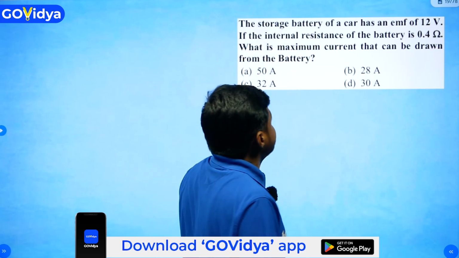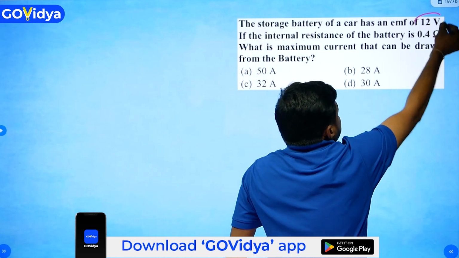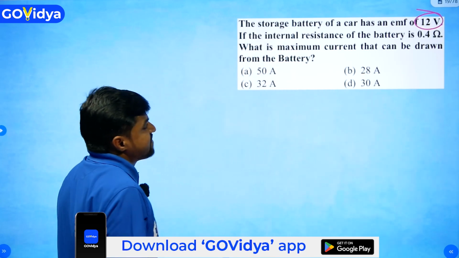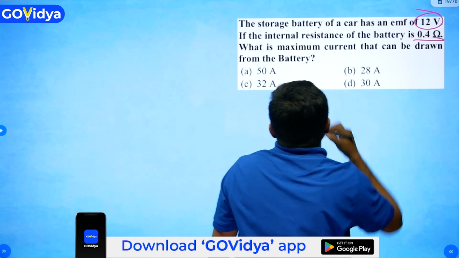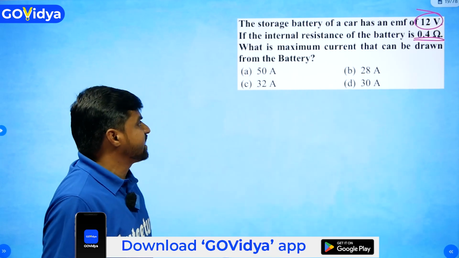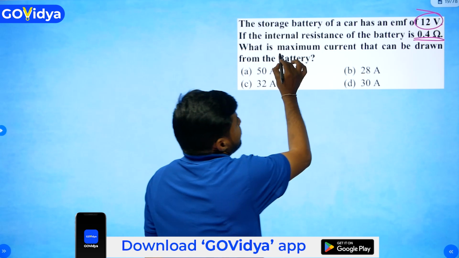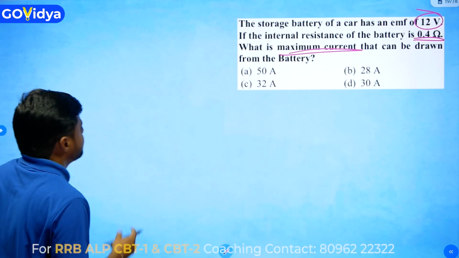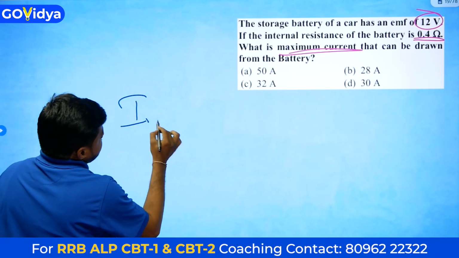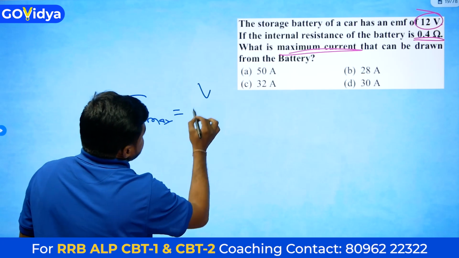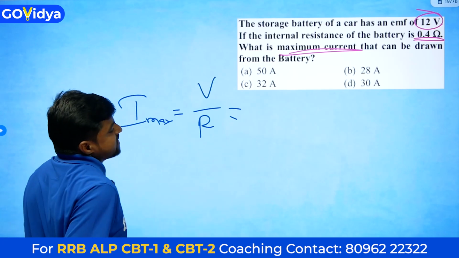The storage battery in a car has an EMF of 12 volts. If the internal resistance of the battery is 0.5 ohms, what is the maximum current that can be drawn from the battery? Okay, we have to find the maximum current. Maximum current is equal to V by R. Okay, what is the value of V?